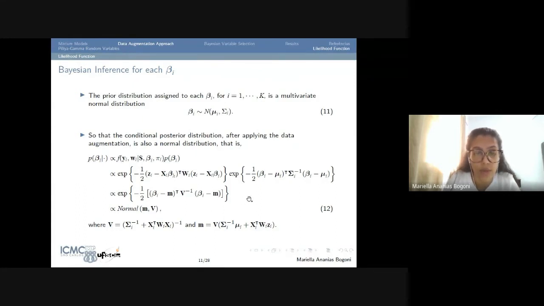So here we could guarantee conjugation for the regression coefficients. And this makes the Bayesian inference of this model easier, since we are going to apply a simpler Bayesian method, such as the Gibbs sampling, to estimate the model and sample from the parameters.